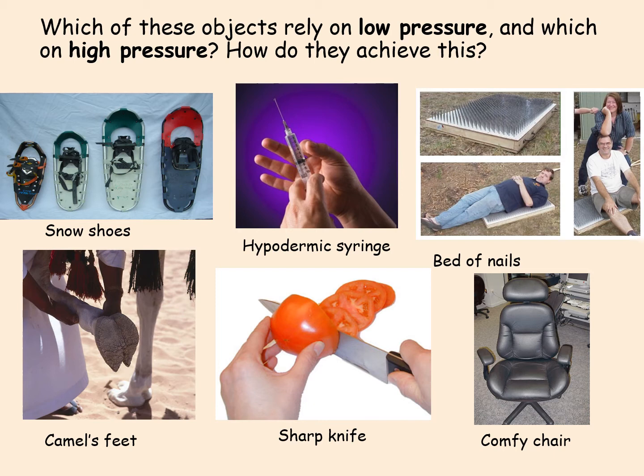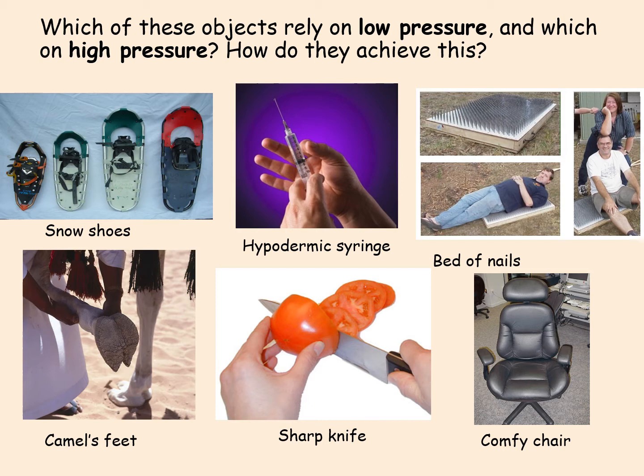Okay, so if we go through them, top left, snowshoes, they rely on low pressure because they require you to spread your weight so that you're able to walk on top of snow. That's the function of a snowshoe. Coming across, hypodermic syringe in the middle, the type that we have any injection with. This relies on high pressure by having a very, very thin needle, so it's able to easily pierce the skin without doing any major damage to the skin.